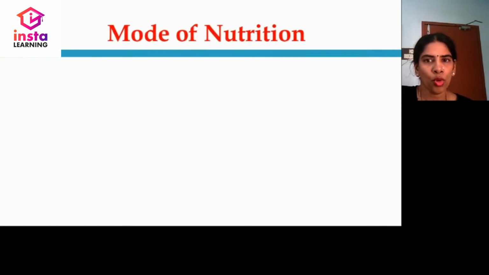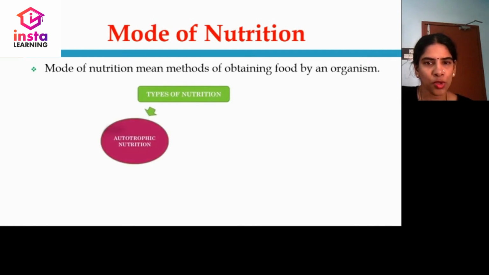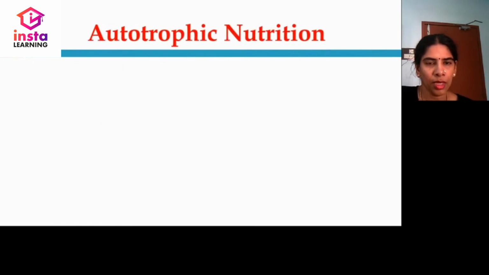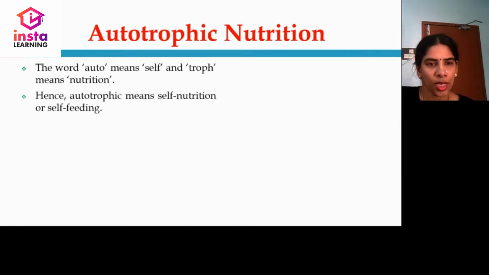Let us see what the mode of nutrition in plants is. What is the meaning of mode of nutrition? It is nothing but a method by which organisms obtain food. There are two types of nutrition. One is autotrophic, another one is heterotrophic nutrition. Let us discuss autotrophic nutrition. The word auto means self and troph means nutrition. Hence, we can say autotrophic means self-nutrition or self-feeding.